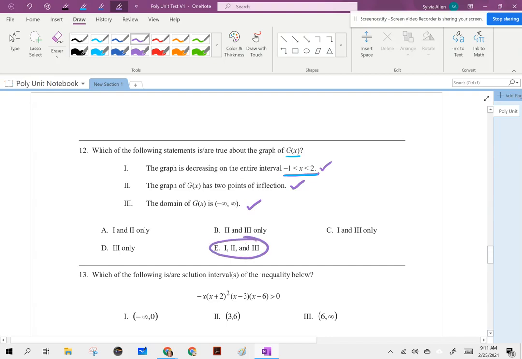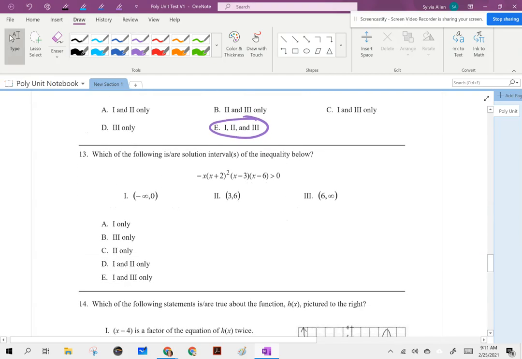Which of the following are solutions on the interval to this inequality below? All right, the nice thing about this, guys, is it's already factored for you. So now we just need to find out what our zeros are. So our zeros are x equals 0, x equals -2 twice, x equals 3, and x equals 6.